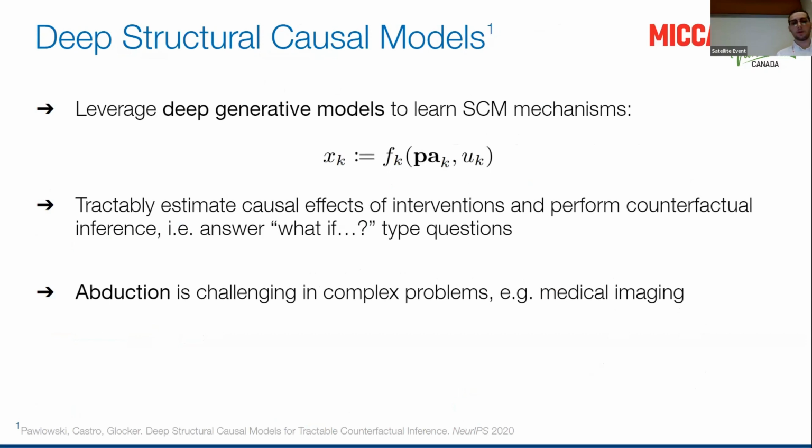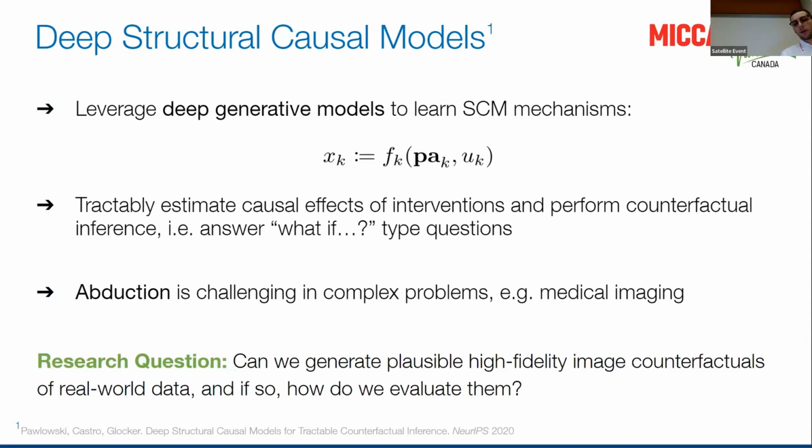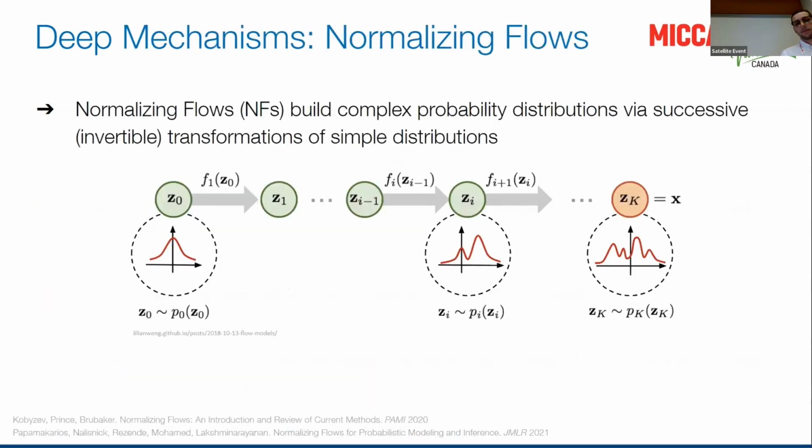Now, the challenge is that abduction is pretty difficult for complex problems like medical imaging. And one of the research questions we've been looking at is whether we can generate plausible high-fidelity image counterfactuals of real data. And if so, how can we evaluate our generated data?